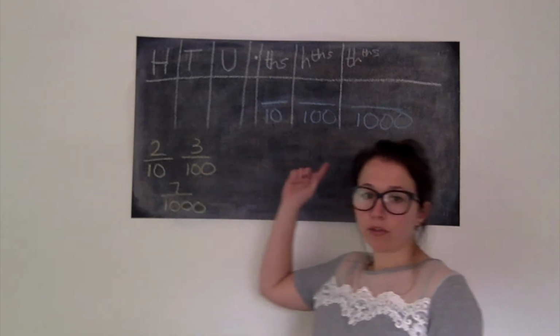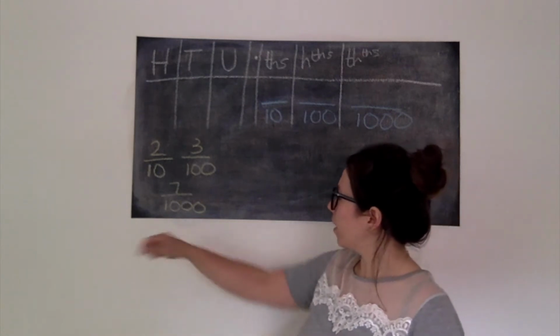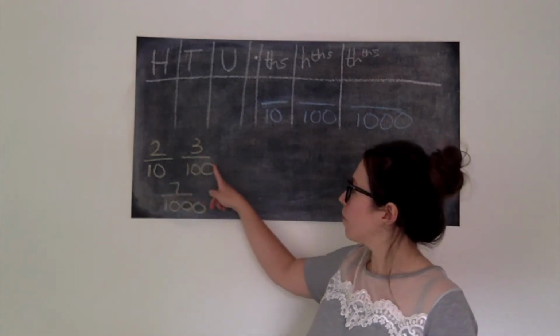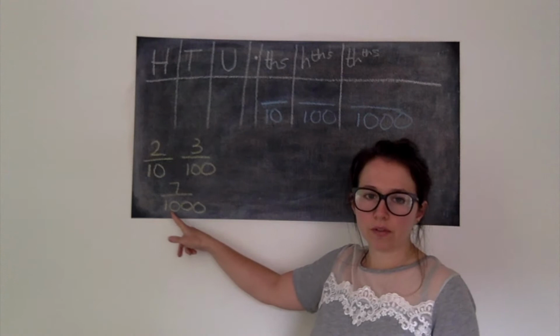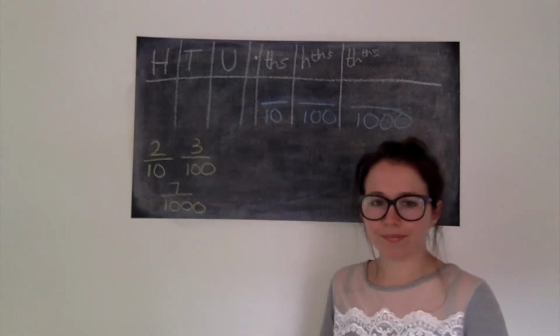Okay, first time to pause the video. Using a place value grid, I would like you to write these fractions as decimals. So 2/10, 3/100ths and 7/1000ths. So 3 different decimal numbers using a place value grid.